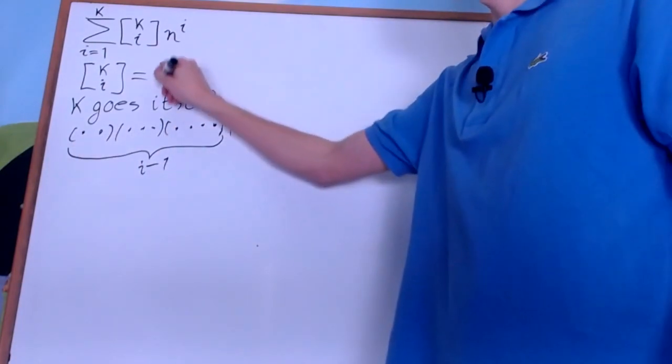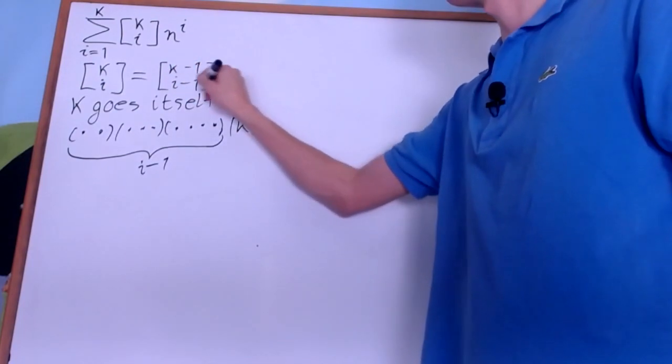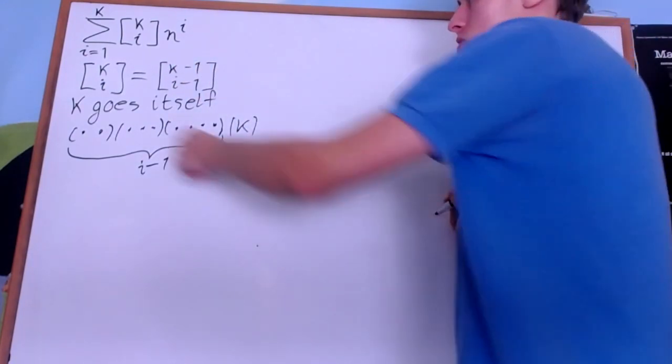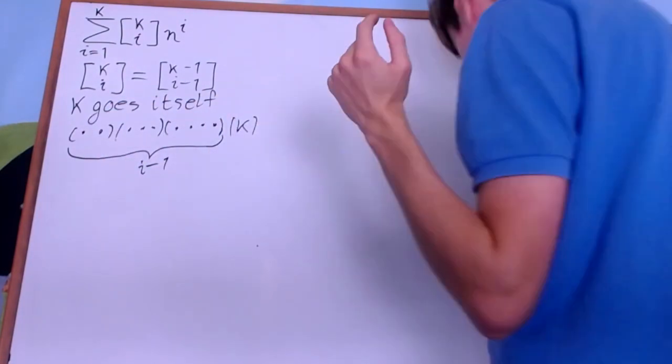So this first class has k-1 Stirling i-1 different permutations in it, because there's k-1 symbols here, i-1 cycles, and then you just add on k. So that's our first class.